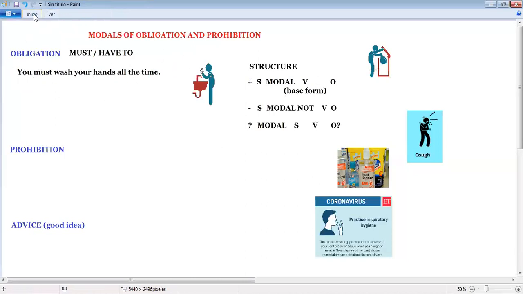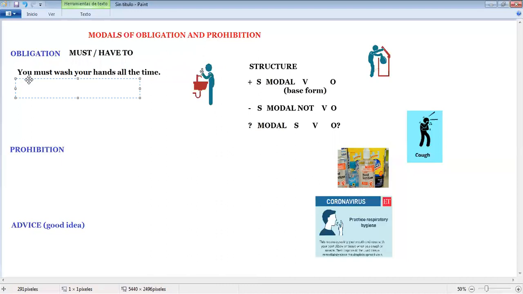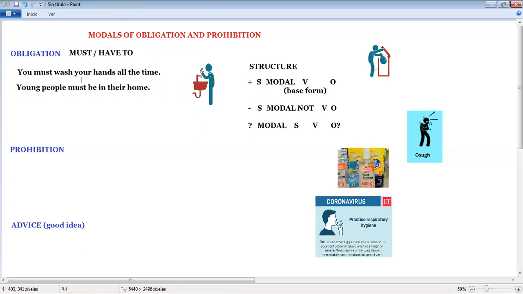That's it. Another sentence with must, we can write. We can say that especially young people must be in their home. That is another obligation now, right? We must stay in our home. Okay, so I have used must.